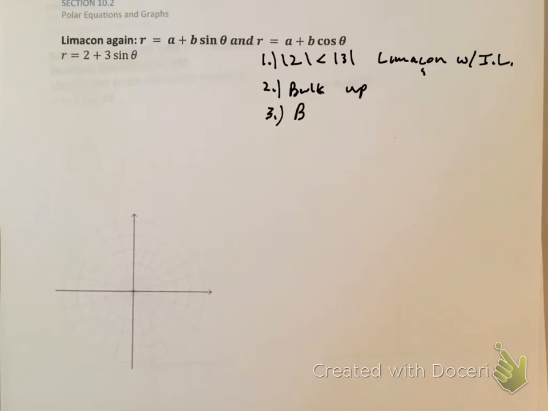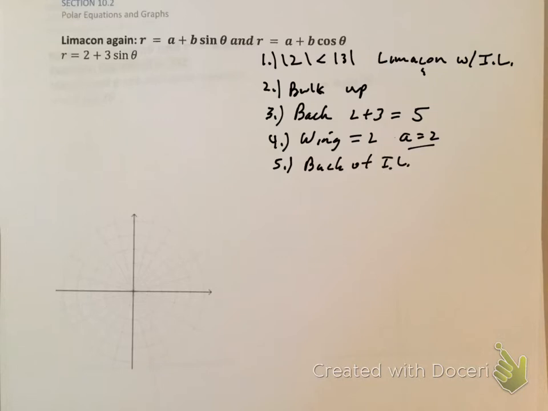The back of the bulk, I'm just going to say back, is 2 plus 3. And if they're negative numbers, you just take the absolute value of them and add them up. And this is going to be a 5 in this particular instance. Alright, the wing is going to be a 2, or A is equal to 2, however you want to think of it. And then the back of the inner loop, you have to take the 2 minus the 3 and take the absolute value of that, and it's going to be a 1. That's the back of the inner loop.